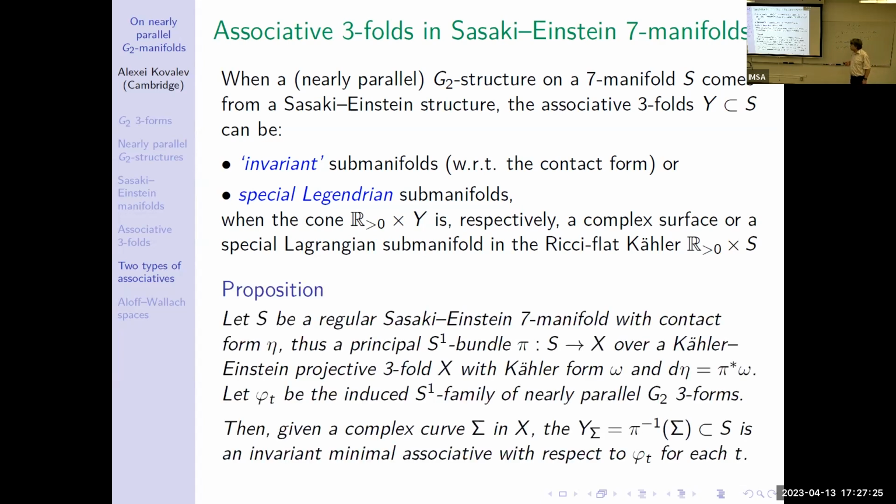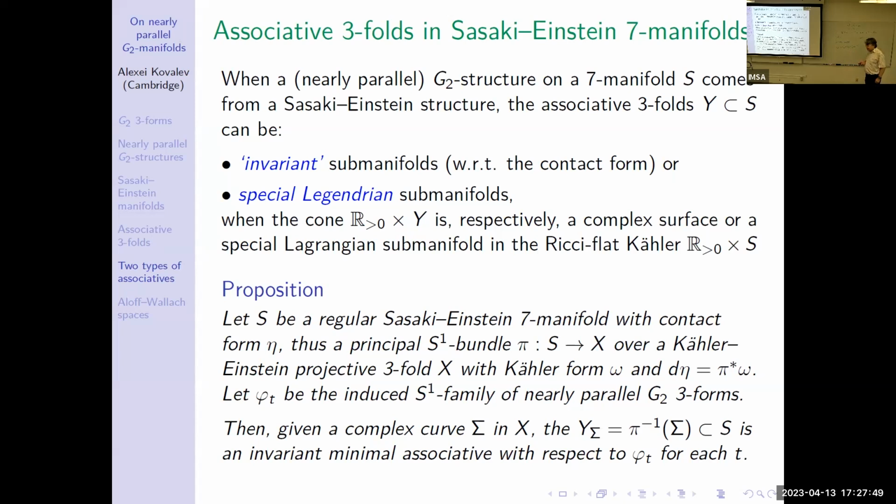So here's the first result. Assume that S is a regular Sasaki-Einstein manifold with a contact form eta. We know that it's a principal S1 bundle over a Kähler-Einstein threefold. Let's denote the Kähler form by omega. Then it's known that d-eta is a pullback of omega under the bundle map.